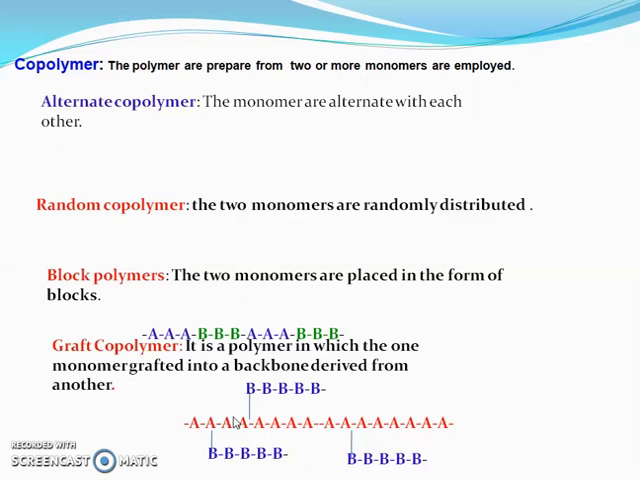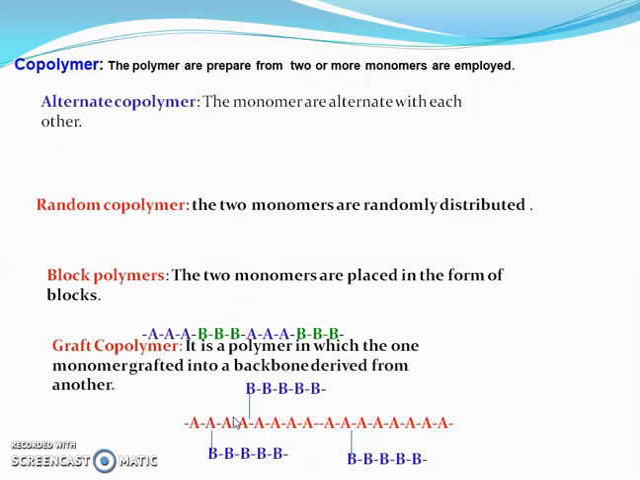For example, the copolymerization of vinyl chloride with vinylidene chloride forms saran, which is used in plastic food wraps. Similarly, 1,3-butadiene can react with styrene to give the copolymer styrene butadiene rubber, called SBR, which is a synthetic rubber. The copolymers are of four types.